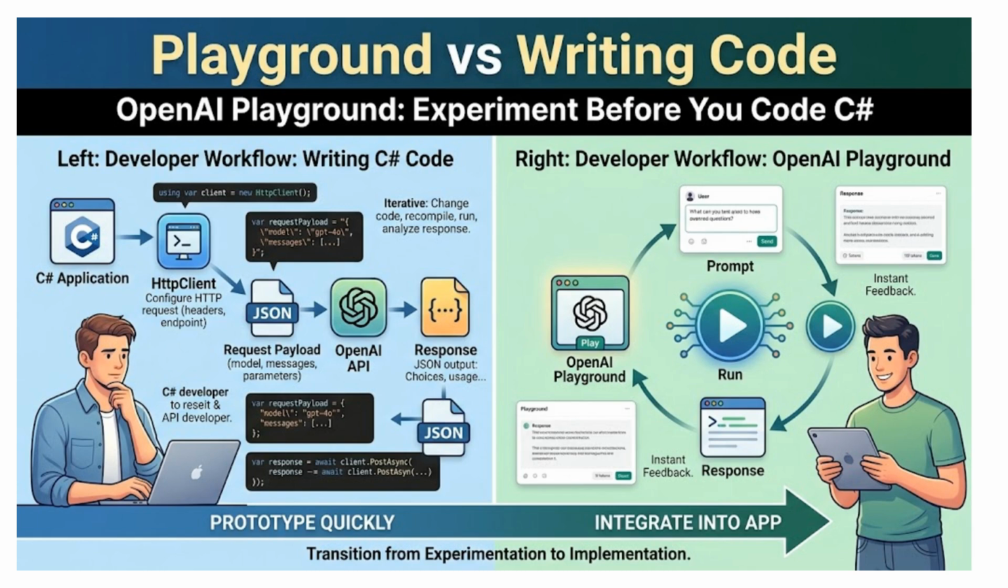Instead, we can use the OpenAI Playground. We simply enter our prompt, run it, and immediately review the response. We can quickly change the prompt and test again. Once we're satisfied with the model's behavior, we can take that design and integrate it into our C# application. So Playground helps us prototype quickly before we write the actual application code.